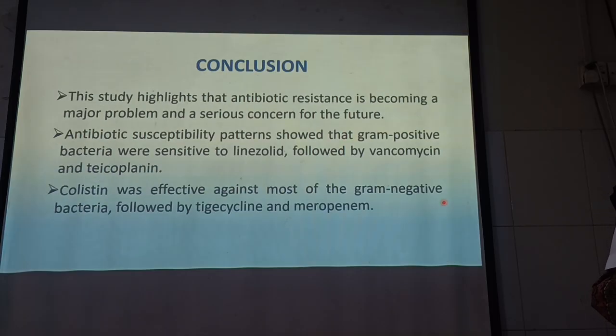Conclusion. This study highlights that antibiotic resistance is becoming a major problem and a serious concern for the future. Antibiotic susceptibility patterns showed that gram-positive bacteria were sensitive to linezolid, followed by vancomycin and teicoplanin. Colistin was effective against most of the gram-negative bacteria, followed by tigecycline and meropenem.